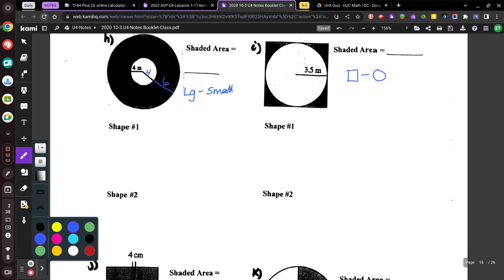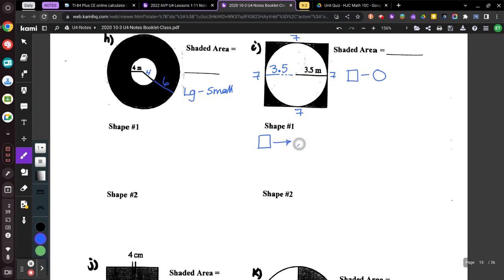So I'm not going to show you the double circle one because we've done that already, but I'll do the one on the right. So shape 1 is a square. If they only give you one number, it has to be a square. So that means this would be 3.5 on the other side, which means this square is a 7 by 7 all the way around. That's what that tells us. So the area of our square is going to be 7 times 7, which is 49 meters squared.